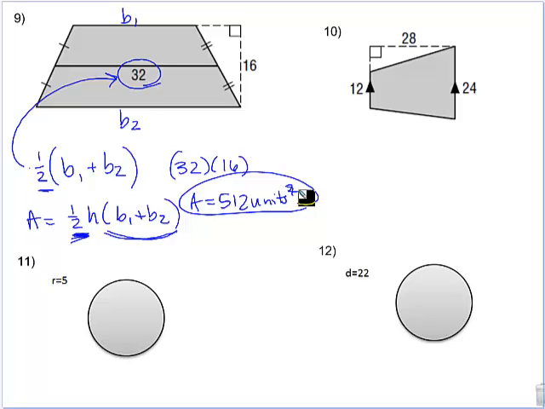All right, so now let's do a more traditional trapezoid. We don't have the median, we have the two bases. So how would I set this up? You'd add your two bases and divide by 2. Okay, so we have 12 plus 24 for our two bases. What's the height? 28. Okay, so it's half of 28 times 12 plus 24.